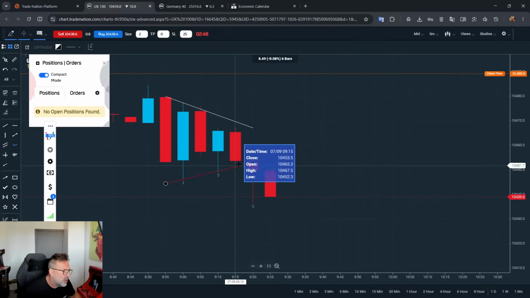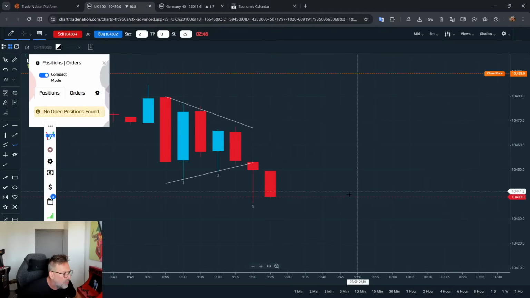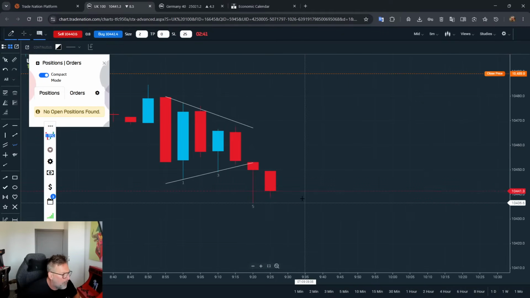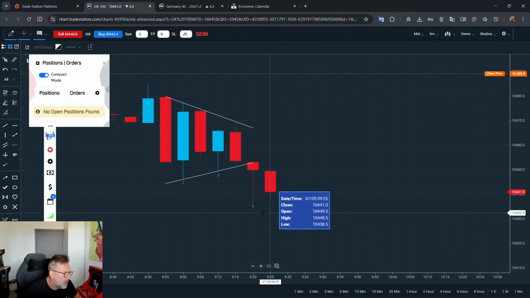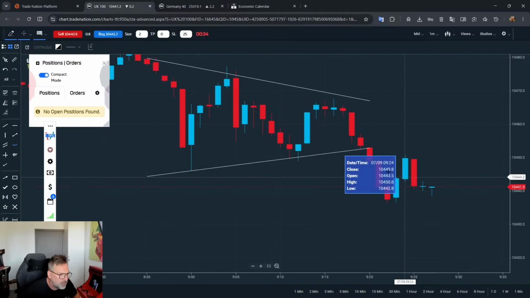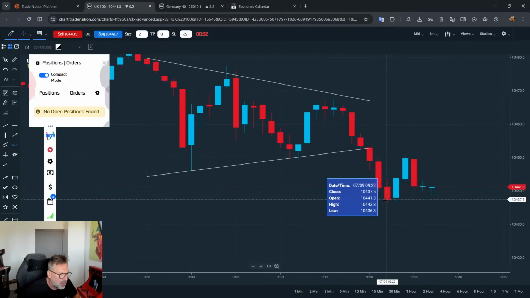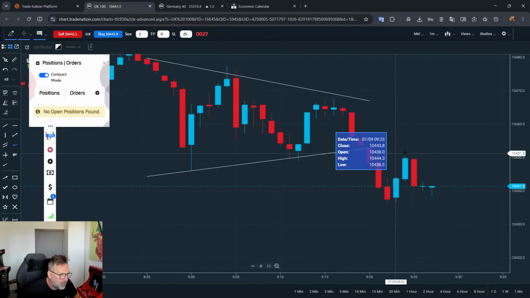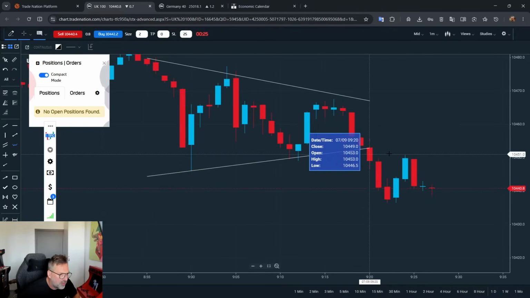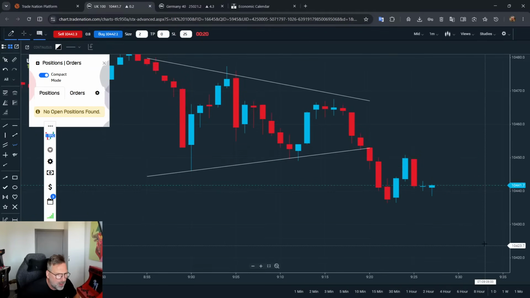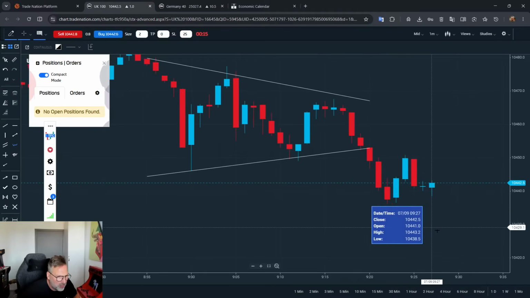So you have this triangle. We broke out here. Maybe you can see it better on a 1 minute. Now we came back up here. Found resistance here, which we bounced off again. Now the question is, will there be follow through?